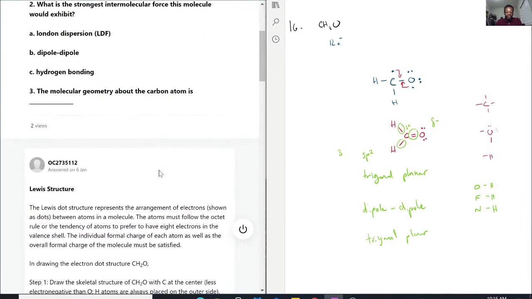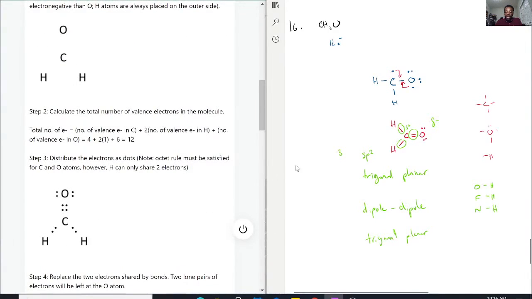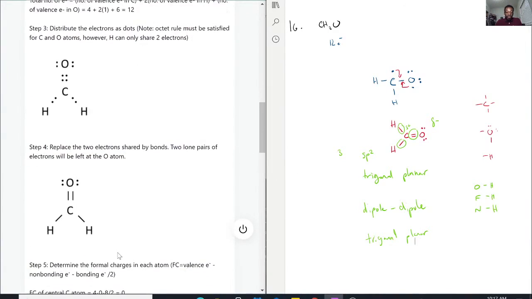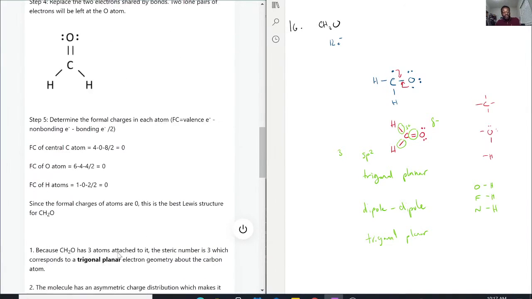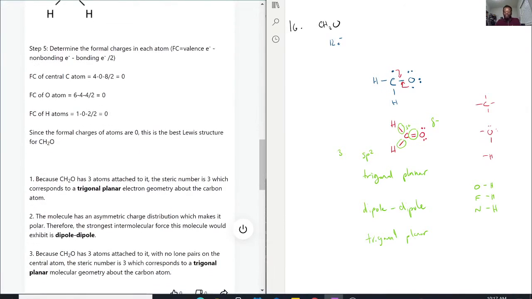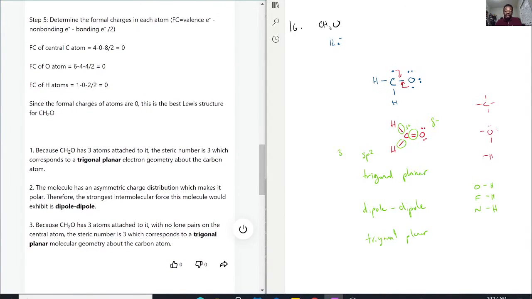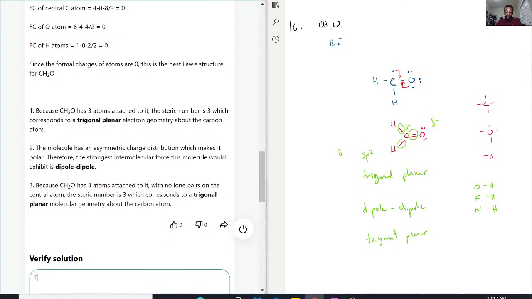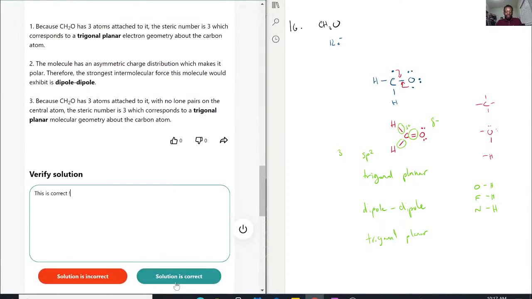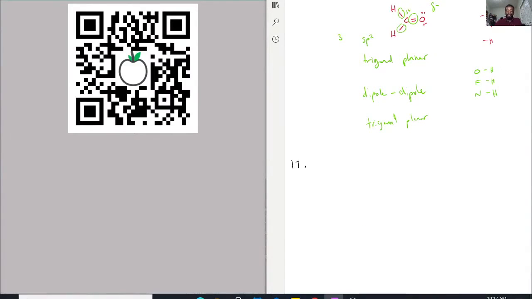Let's see how we did. So as I drew it, it should be a double bond. Perfect. This is what they should get: a double bond with the oxygen and 2 CHs. There we go. So now, the answer, trigonal planar, that's the electron geometry. Dipole-dipole, correct again. And because it has 3 bonding groups, it's going to be trigonal planar again. So this is correct. And now let's move on to question number 17.